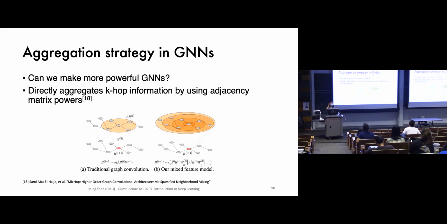And this paper says, no, let's change our perspective of aggregation. We're not just looking into the directly connected neighbors. Why don't we make a direct connection to my two or three hop neighbors and aggregate them at the same time? Maybe this will help us be more expressive and distinguish two non-isomorphic graphs.